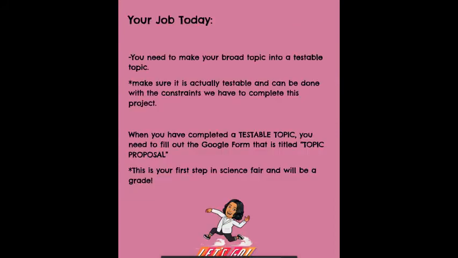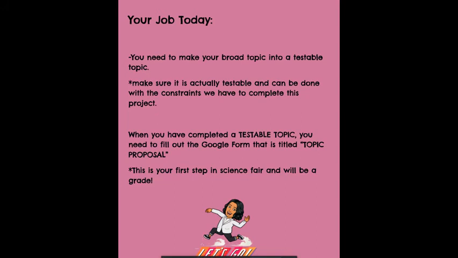So, all right. Your job today is you're going to need to make your broad topic into a testable topic. So remember, it needs to be something that's specific and something that you can actually design an experiment from. Make sure also to consider the constraints or the limitations. Make sure it can fit in that time frame and with the other factors I mentioned.